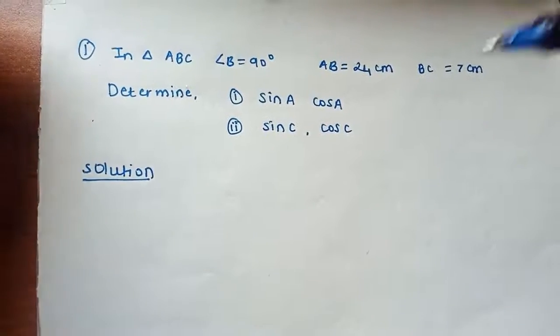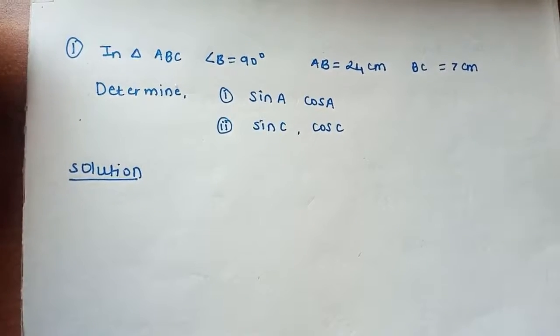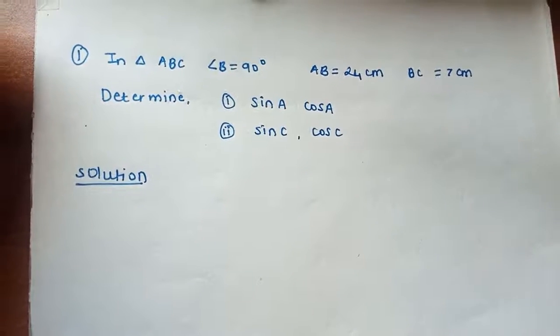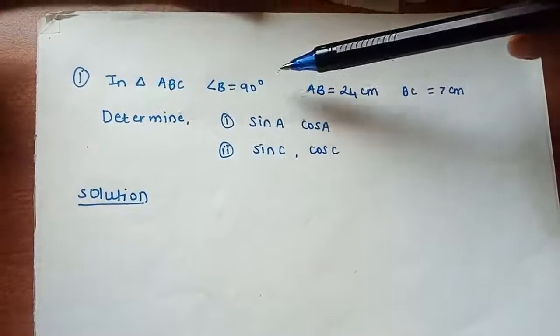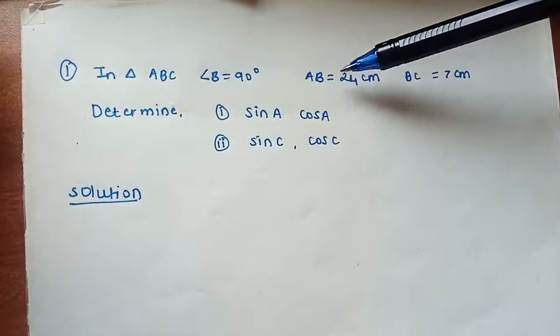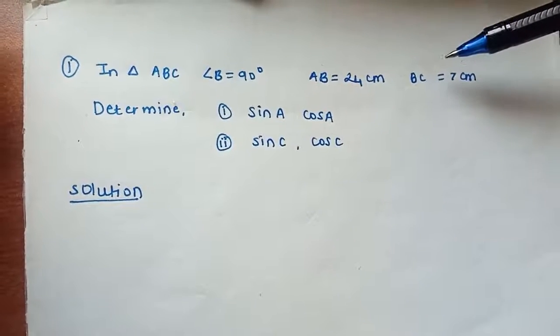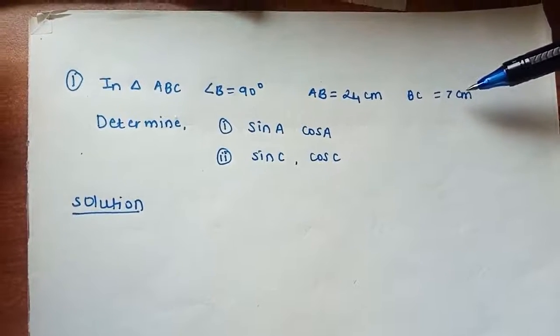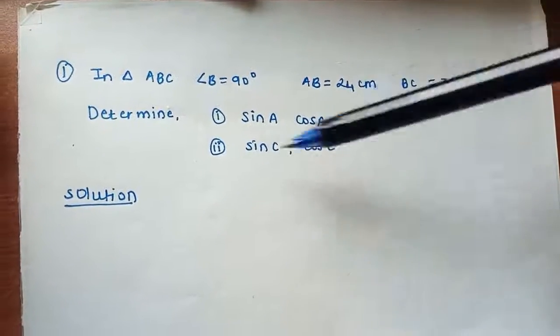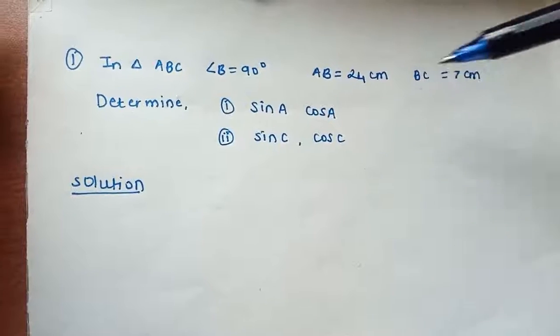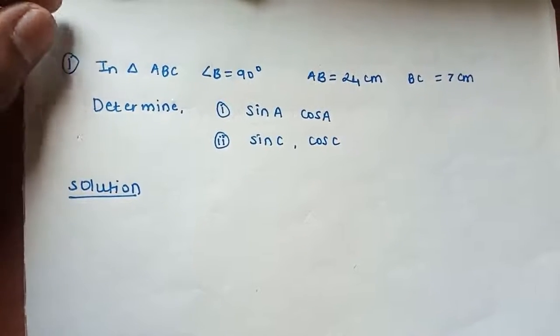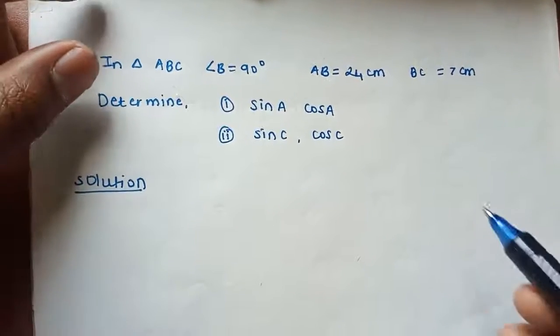Now, since we're moving ahead, the first problem we're going to see today is: in triangle ABC, angle B is equal to 90 degrees, AB is equal to 24 centimeters, side BC of the triangle is 7 centimeters, and we have to find out sine A, cos A, sine C, and cos C. So first of all, draw the triangle.